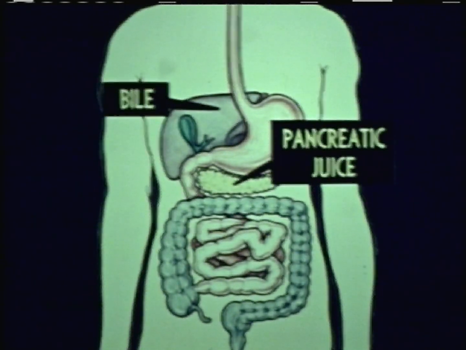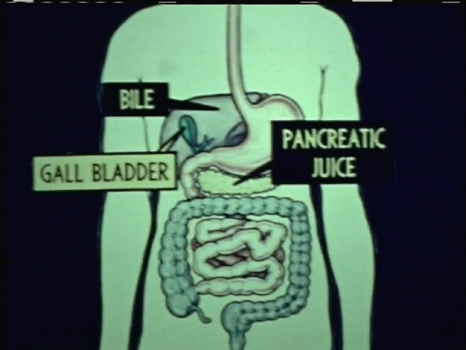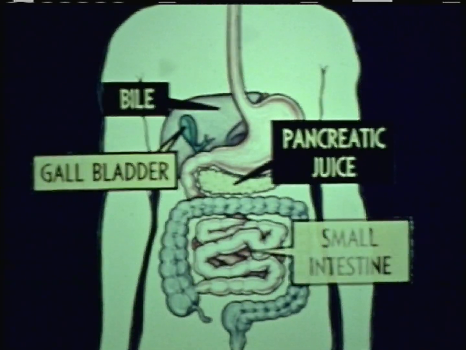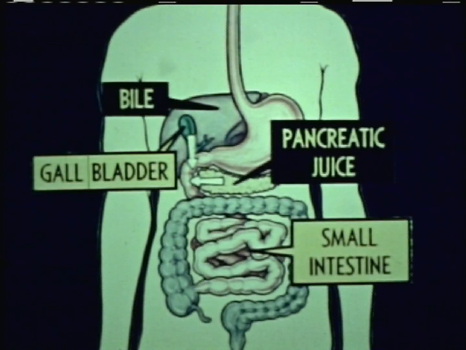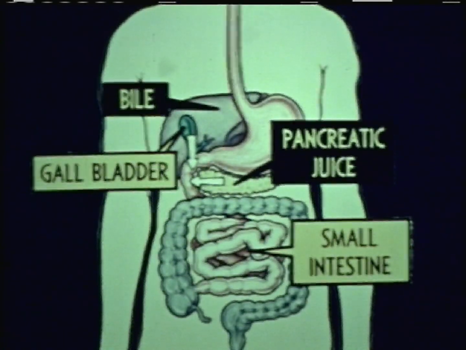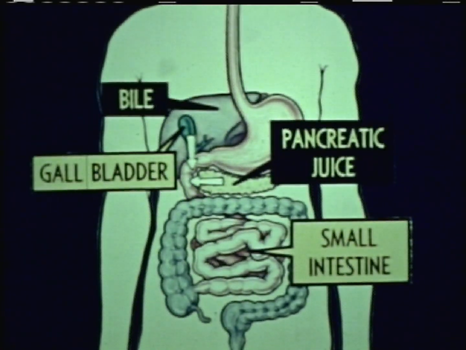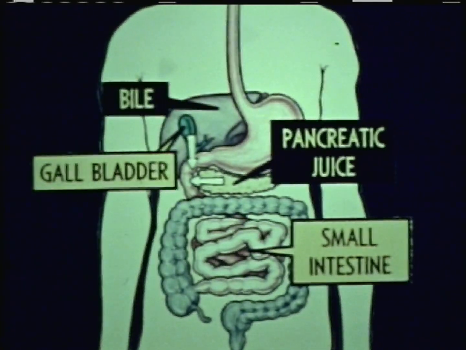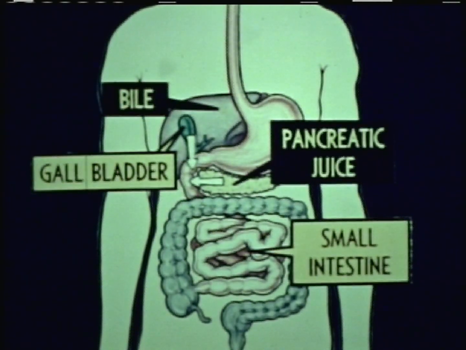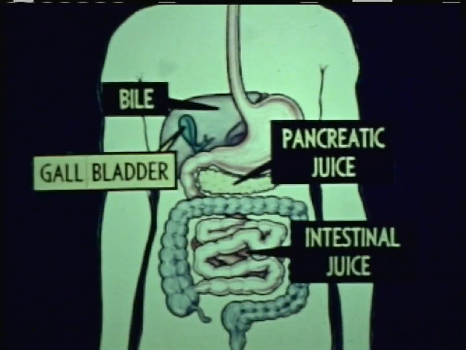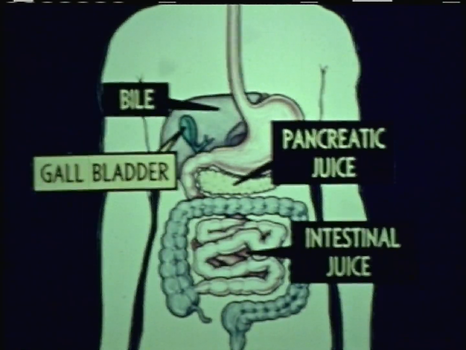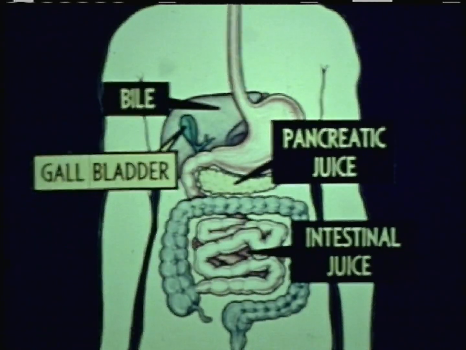Bile from the liver is stored in the gall bladder. The gall bladder and pancreas are directly connected with the small intestine through a series of tubes or ducts. Pancreatic juice and bile flow through these ducts into the small intestine. Here, the 2 digestive secretions join a third, called intestinal juice, which is secreted by the small intestine itself. Intestinal juice also helps to break down the 3 nutrients into simpler food materials.